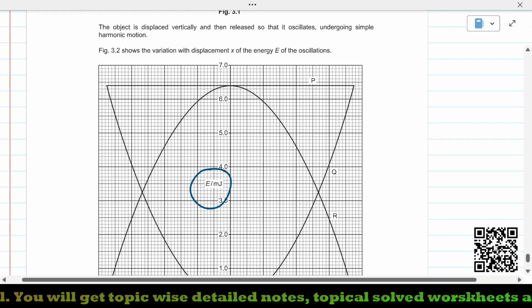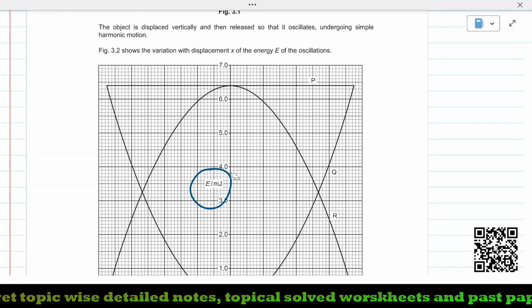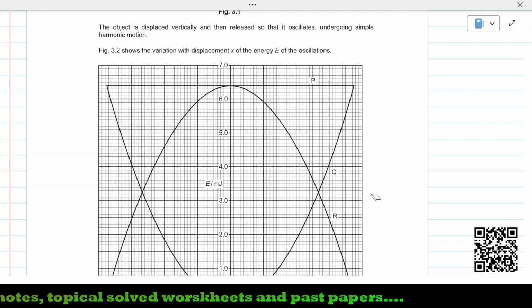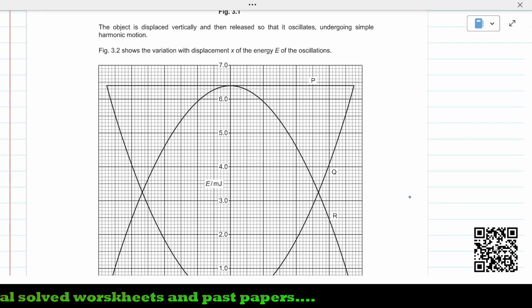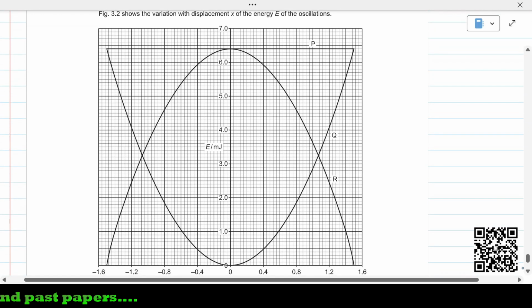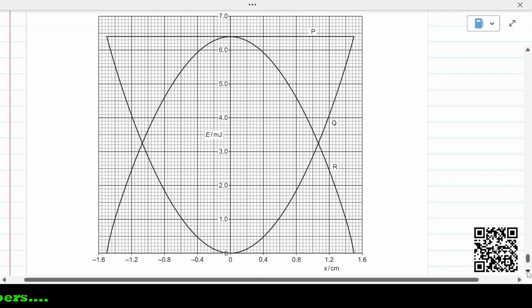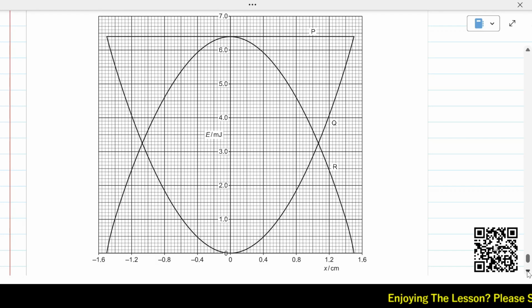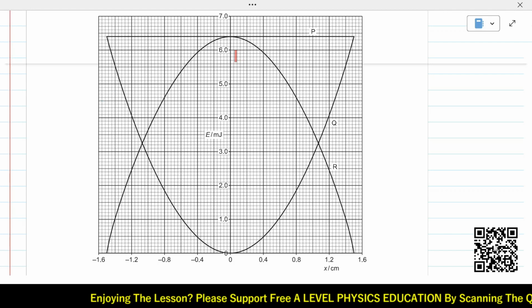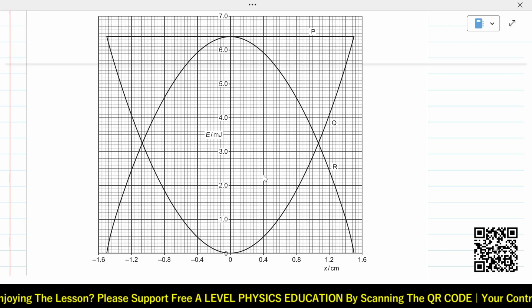So why do we have such a graph? And let me tell you, this is a standard graph. This is a textbook graph of all the energies of an object undergoing simple harmonic motion. Kinetic energy, potential energy, total energy. But let us break it down into 3 segments.